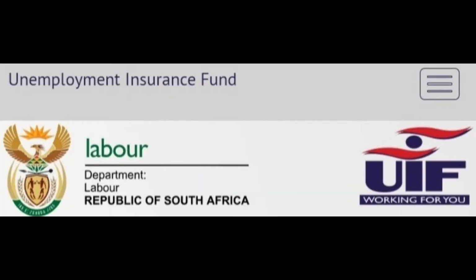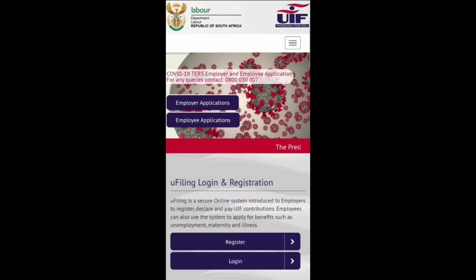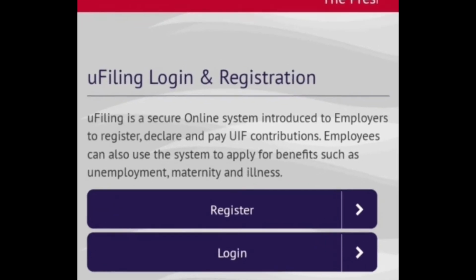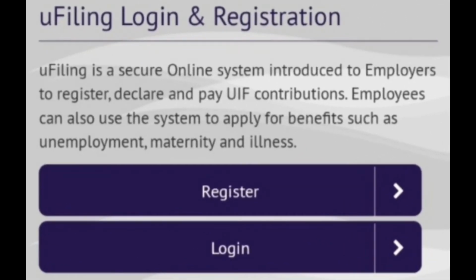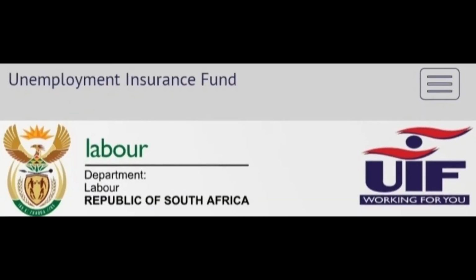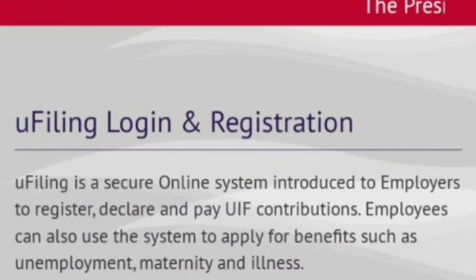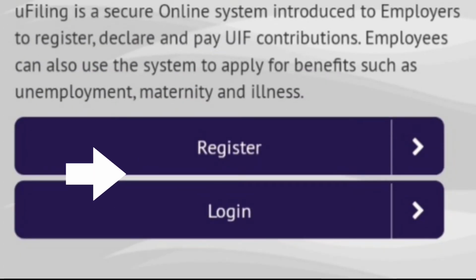Okay, so when you get onto the U-filing page, the first thing that you will see is a page that's going to pop up, and it's going to have a summary of what the U-filing system is. Now, the first two things that you'll see highlighted will be register and log in. So when you log in, that simply means that you already registered on the page, and then you can simply go ahead and put in your login details.